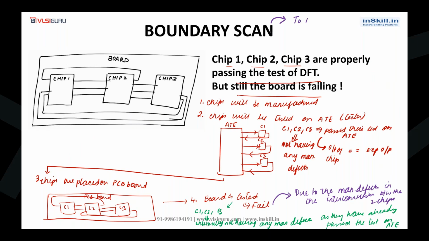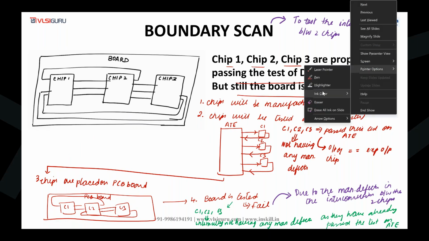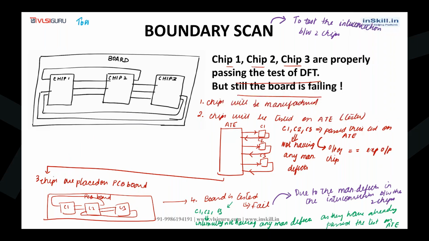So this is to test the interconnection between two chips. We'll be going for boundary scan to test the interconnection between two chips. So what are the topics, the subtopics, which we'll be covering as a part of our boundary scan topic?